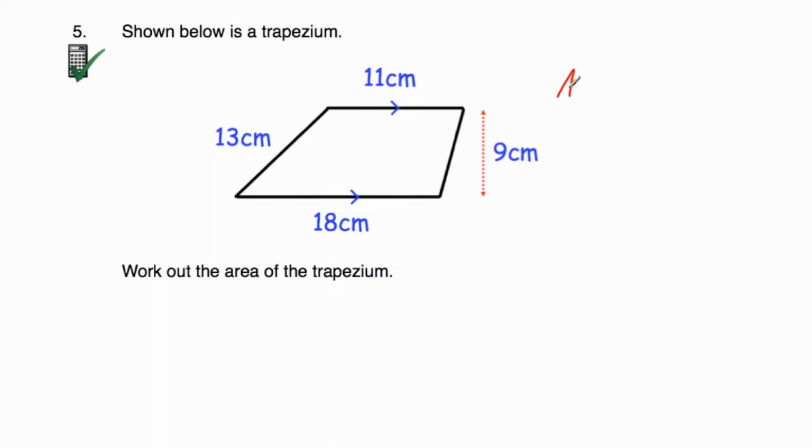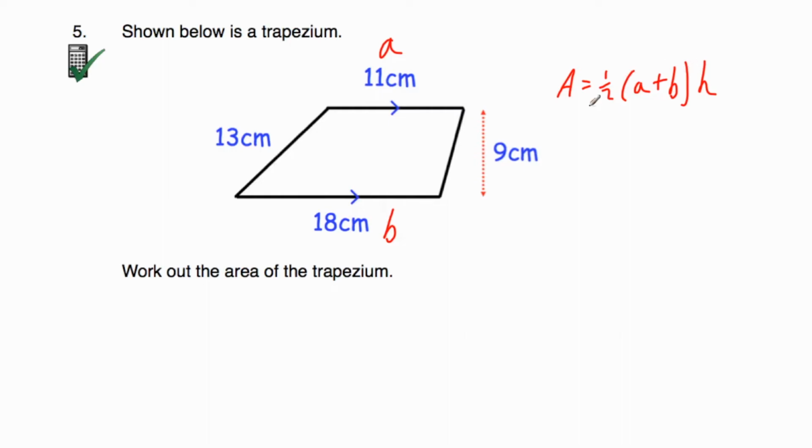So the area of the trapezium, area is equal to half brackets a plus b times the height h. If we have a look at our trapezium, we've got our two parallel sides, our 11 centimeters and our 18 centimeters, and we can see they're parallel from these arrows. So that's going to be our A and that's going to be our B.